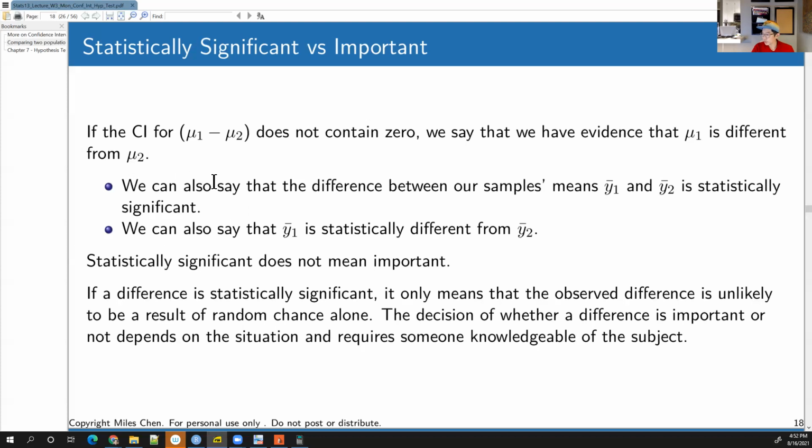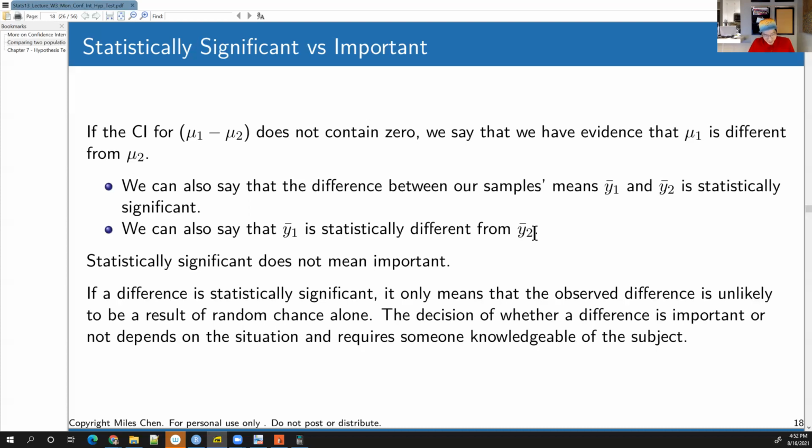Other things that we can say is we can say that the difference between our samples, y bar 1 and y bar 2, is statistically significant. So when we looked at our data, the young adults completed 28.2, the seniors completed 24.3. That's a difference of 3.9. And we can say the difference of 3.9 is statistically significant. Or we can say that y bar 1, 28.2, is statistically different from y bar 2, 24.3. We can say that those two numbers are statistically different.